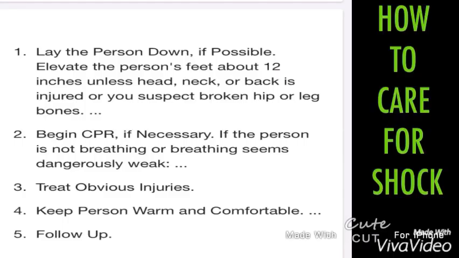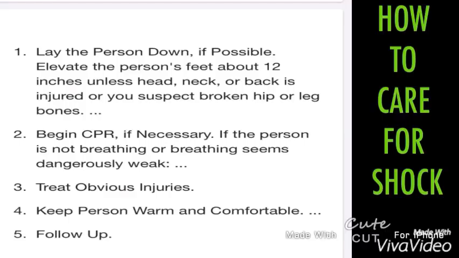Treat any obvious injuries. Take steps to control any bleeding if present and prevent further blood loss. If you see any broken bones or dislocated or damaged joints, immobilize them to prevent movement. Broken bones or dislocated or damaged joints can cause more bleeding and damage.